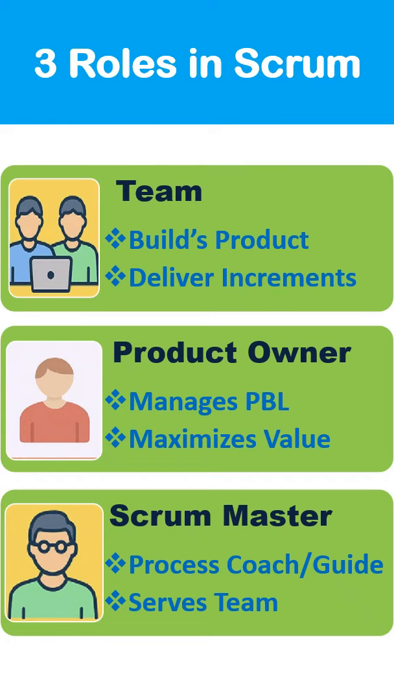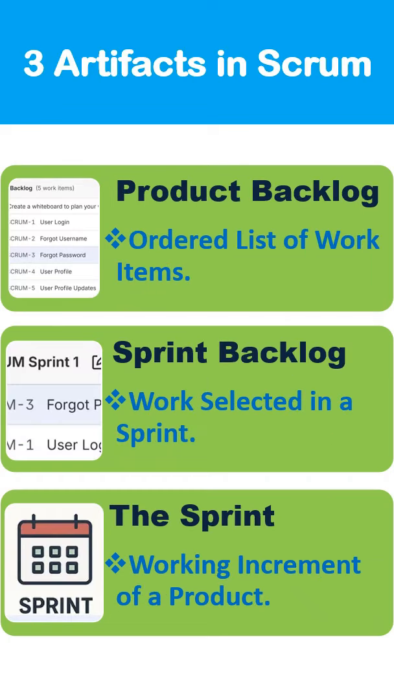So team is a CFT, which is basically a cross-functional team. It's the team which builds the product, delivers increments. Product owner manages the PBL, the product backlog, and he also ensures a return on investment, maximizing the value. Scrum Master is a process coach or a guide. He serves the team.